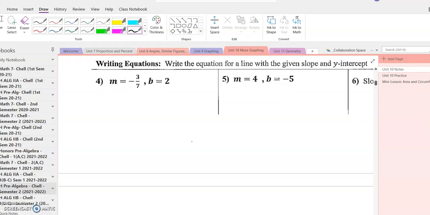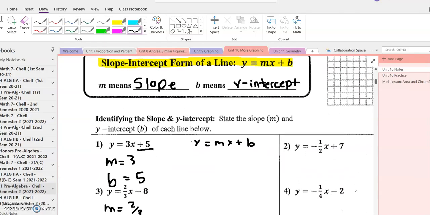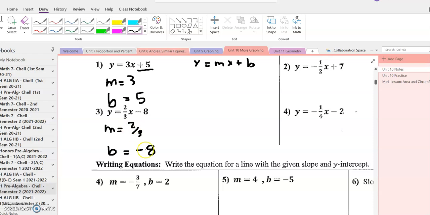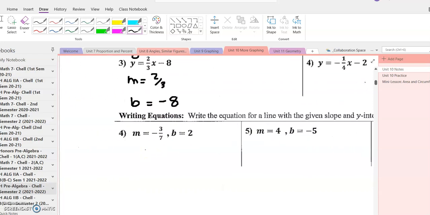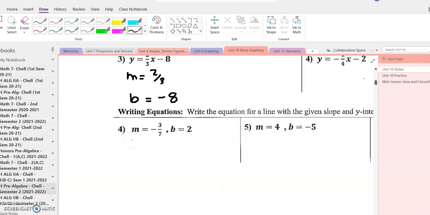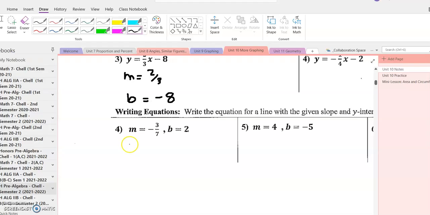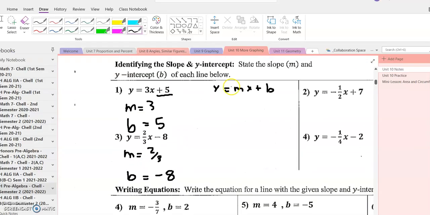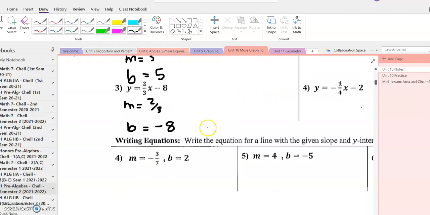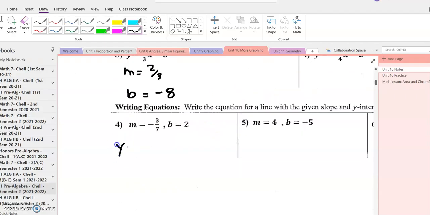For this next part, I know I'm skipping a couple of these, but you should be able to get the other ones on your own based on the problems I give you here. For this next one, we are going to write the equation based on the information given. So again, it's always y equals mx plus b. So m is -3/7, and the b is 2. So y equals -3/7x plus 2.